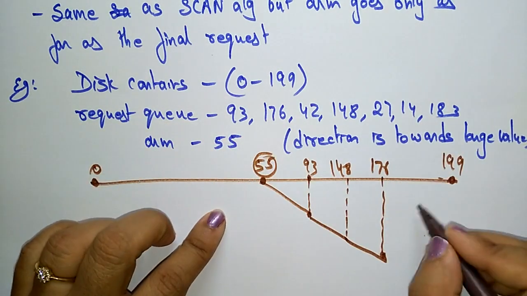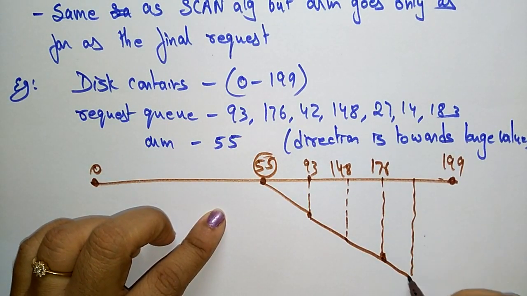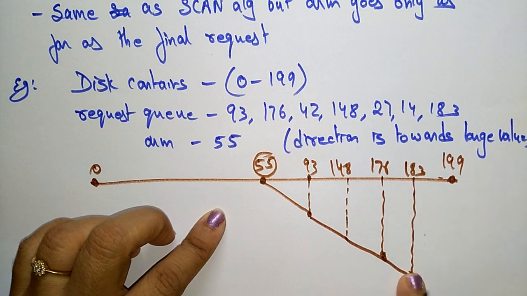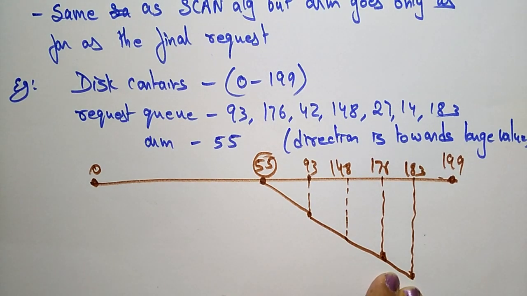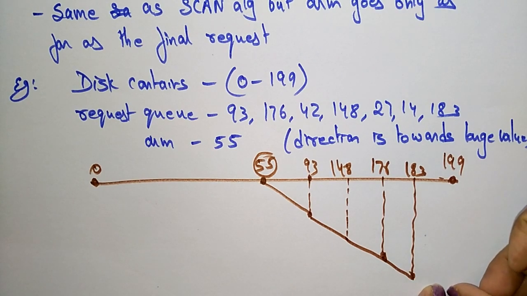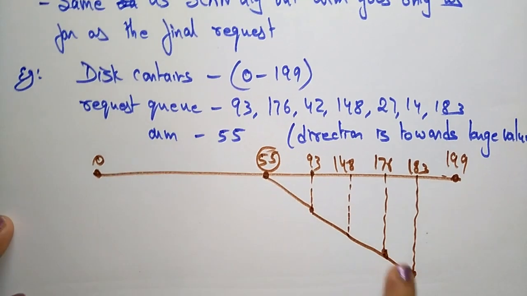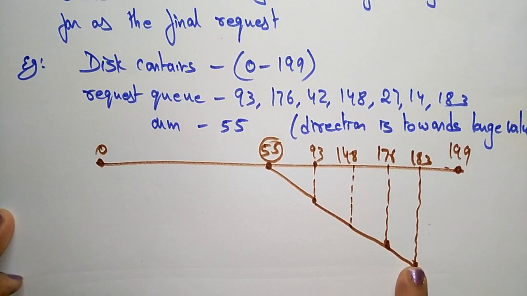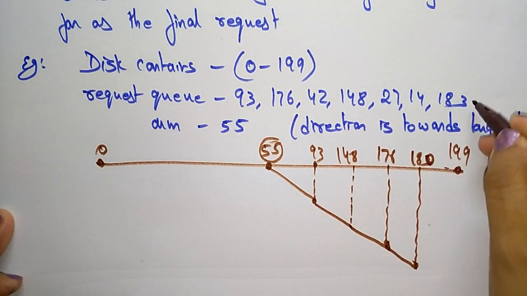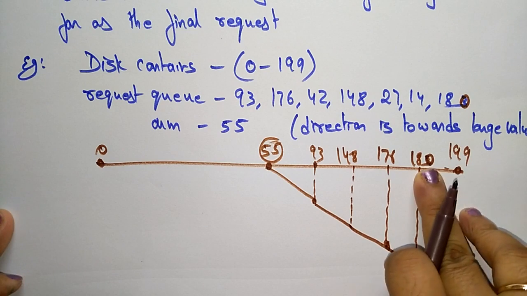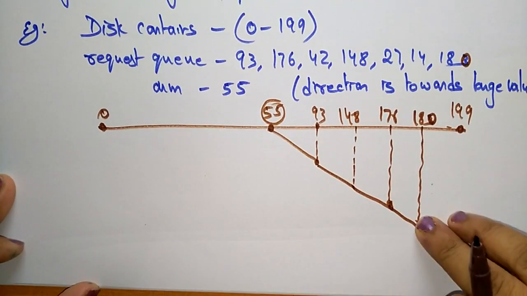Next is 180. So it is just reaching up to the largest requested final request. It only goes as far as the final request. It is not going up to the end of the track, that is 199, whereas in the scan it goes up to 199 and comes back, means it goes in the reverse direction. But in the LOOK, it only goes as far as the final request. The final request is 180, so it reaches up to 180.